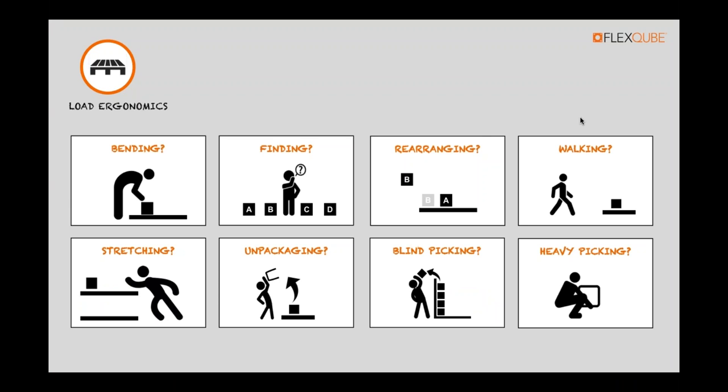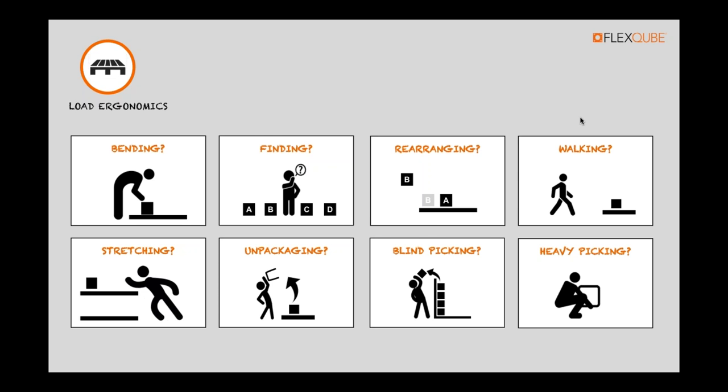Yeah, and then we have the final part. That is to adapt the carts to really achieve good ergonomics for the ones that will pick the parts. And this is some of the wastes that we discussed in our lean production webinar. But it can be that the operators need to bend, for example. They need to search for parts. They need to rearrange parts. They need to do walking and so on.